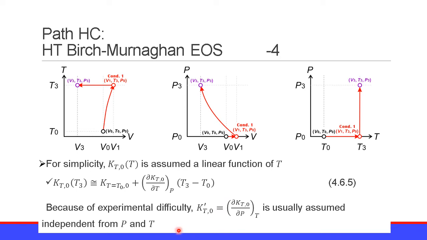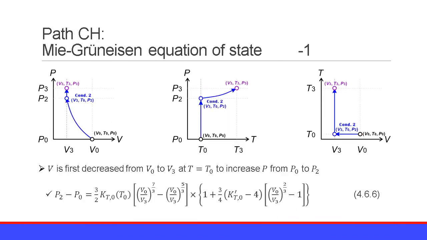And in most cases, because of experimental difficulty, the pressure derivative of the isothermal bulk modulus, K_T0 prime, is assumed independent of P and T. Of course, this is just an approximation. So the next is the CH path.